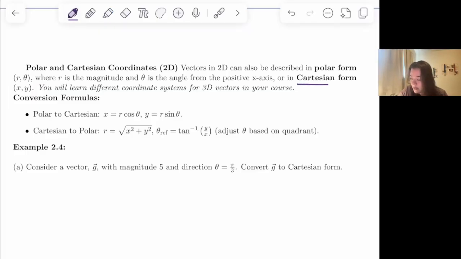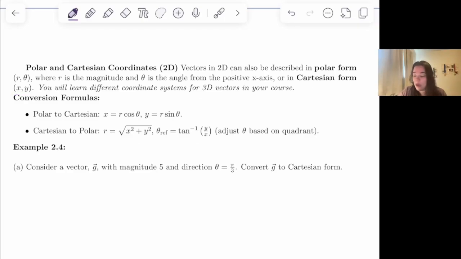Cartesian form is xy form. That's the form you're kind of used to. So Cartesian form is xy, polar is r and theta. And then you will learn different coordinate systems for 3D vectors. There's actually a few coordinate systems we use for 3D. That gets more intense, and we're not going to cover that in this packet. But if you do get to that in your class and you want to see me go over the coordinate systems for 3D vectors, I can definitely get us a video for that.